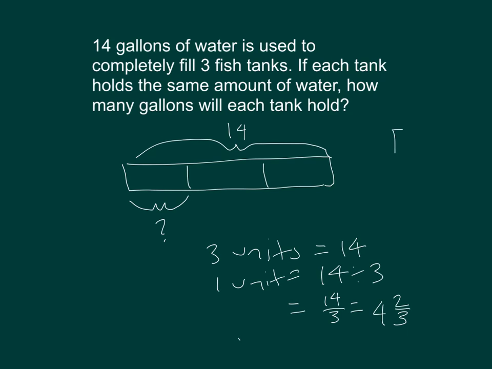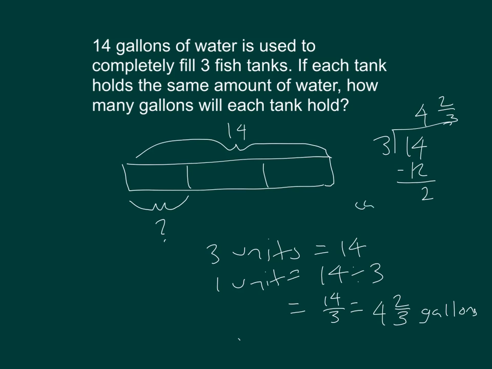To show my division, 14 divided by 3 goes in there 4 whole times. 4 times 3 is 12. And if I could divide that 2, I would divide it by 3. That's why this is 2/3. 4 2/3 gallons.